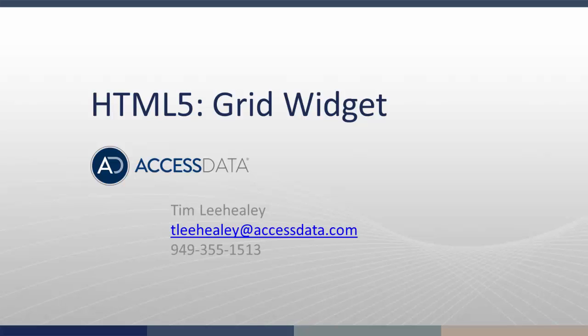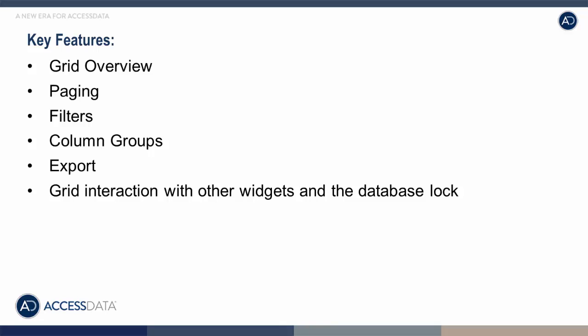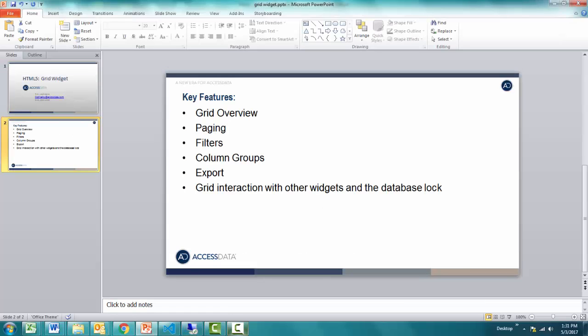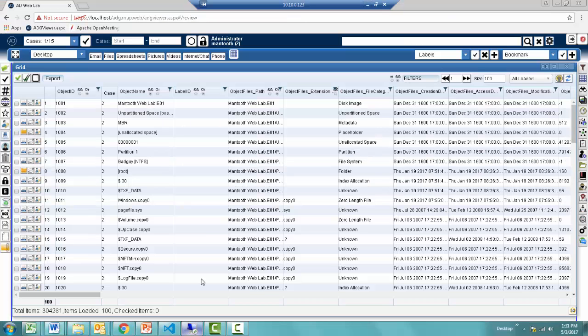Okay, this demo is on the grid widget, which is really the most important widget in the product. We're going to do an overview here. We're going to go over paging, filters, column groups, export, and the grid's interaction with other widgets as well as the database lock. And we'll do these largely in order, but we might jump around a little bit. So let's go into the product.